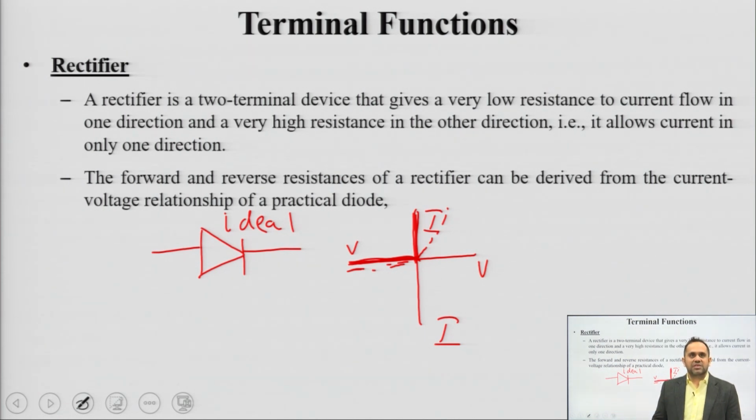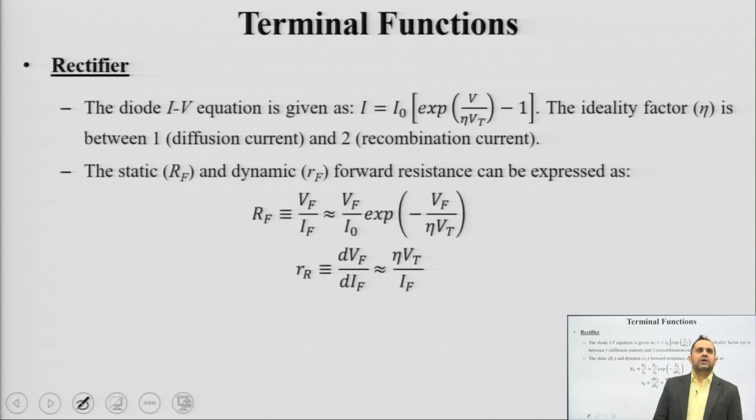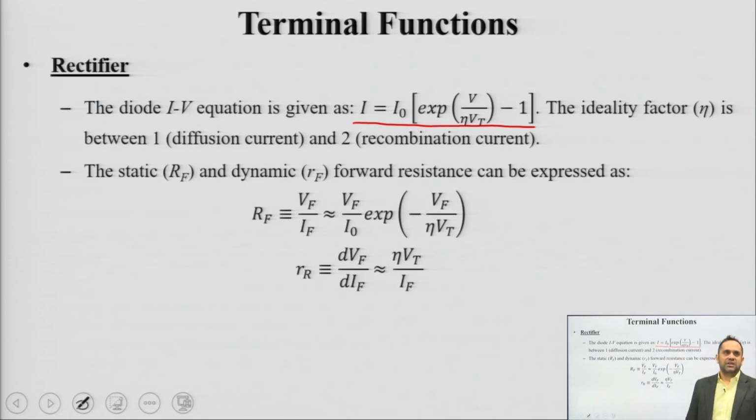The forward and reverse resistances, whether it is a rectifier or a normal PN junction, can be obtained from the IV characteristic. Because if you have the IV characteristic, the slope helps you to calculate resistance. So, the diode IV equation or the Shockley equation, we have already derived it, is given as I equal to I naught exponential V by eta Vt minus 1.